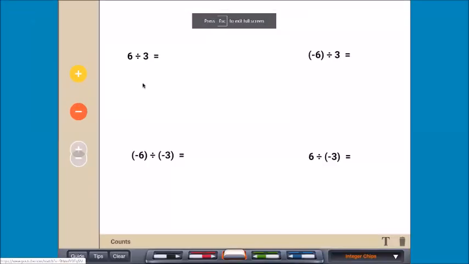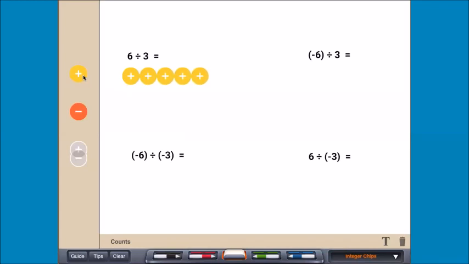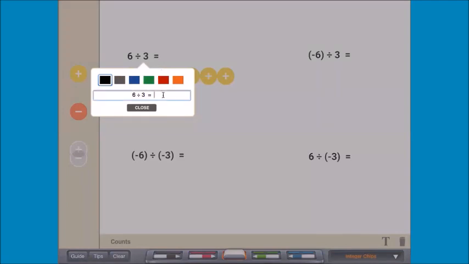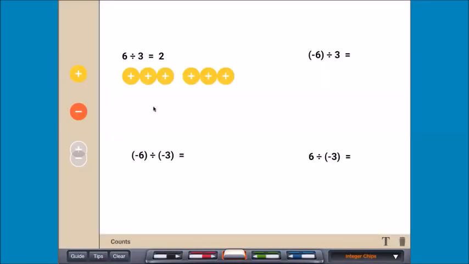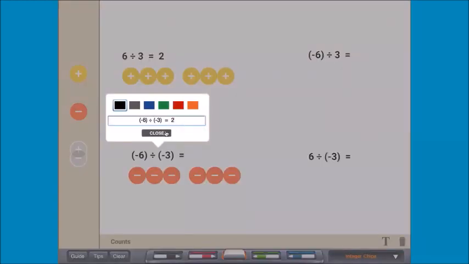Division can be thought of as finding how many groups of the second number can be made from the first number. So dividing +6 divided by +3 is like counting how many groups of +3 can be made from +6. There are 2 groups, so +6 divided by +3 equals +2. Dividing -6 divided by -3 is like counting how many groups of -3 can be made from -6. There are 2 groups, so -6 divided by -3 equals +2.